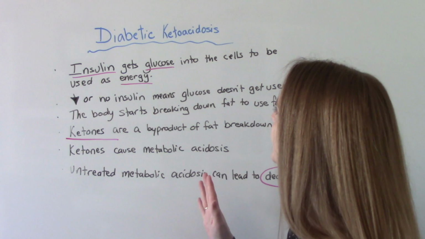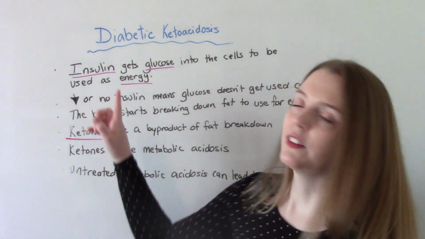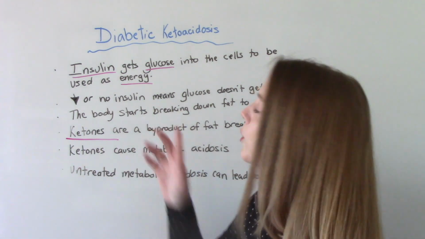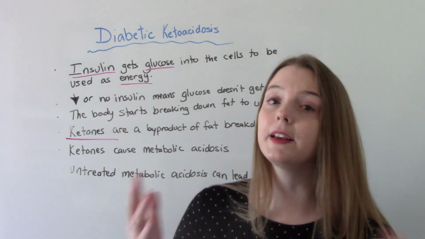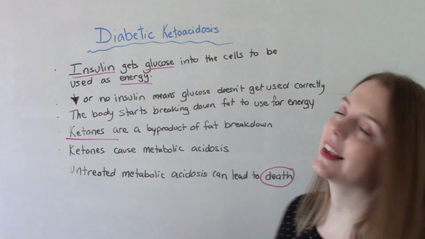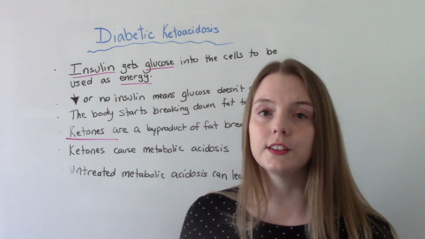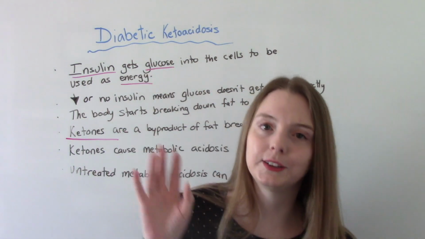In diabetic ketoacidosis, there's a problem. You either have very little insulin or no insulin at all. And because of that, it can't do its job. So the glucose cannot get used correctly. It does not get taken into the cell. What does it do? It floats around in the bloodstream.